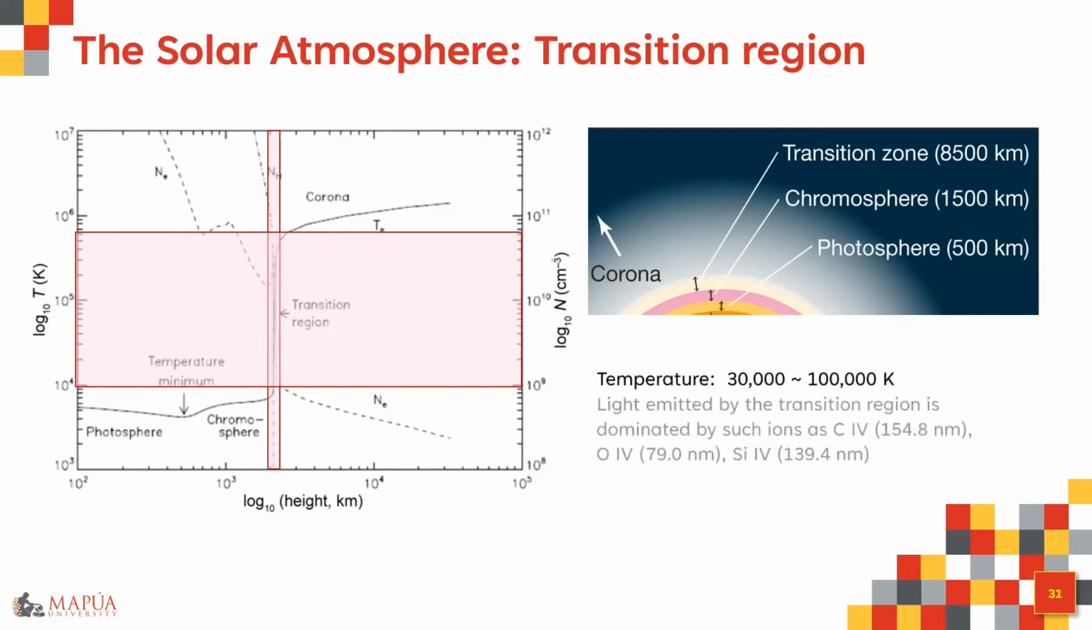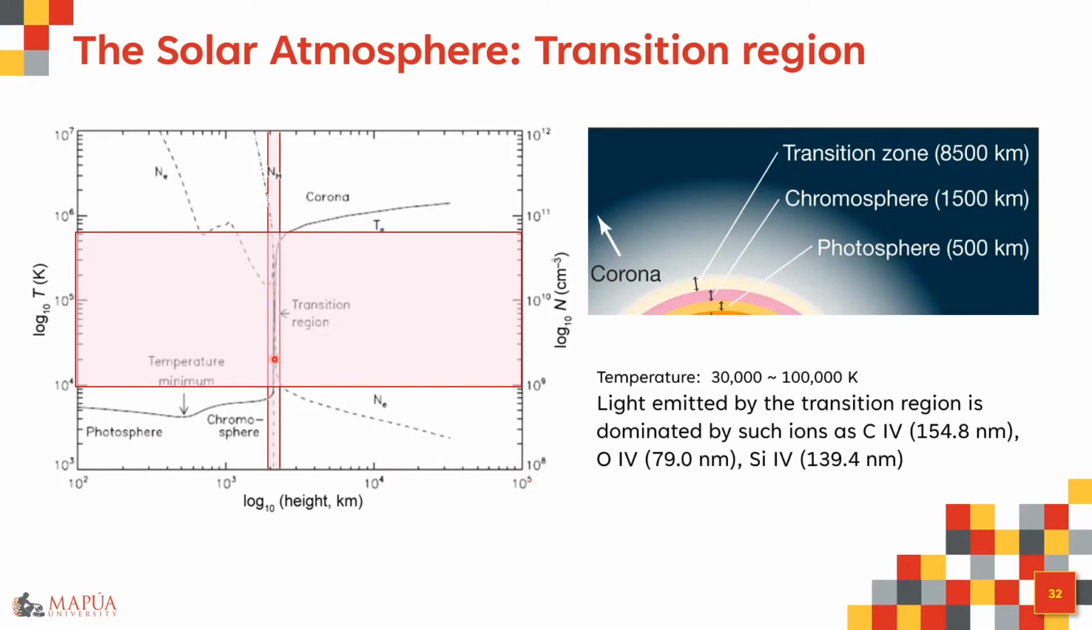The light emitted by the transition region is dominated by the following: emissions from carbon 4, the fourth line of carbon emission, at about 154 nanometers; oxygen 4, the fourth line of oxygen emission, at 75 nanometers; and silicon 4, at 139.4 nanometers. You notice that these are all visible in the extreme UV region.